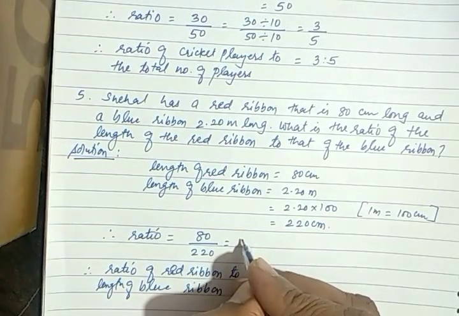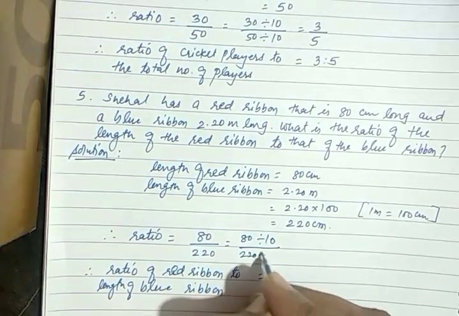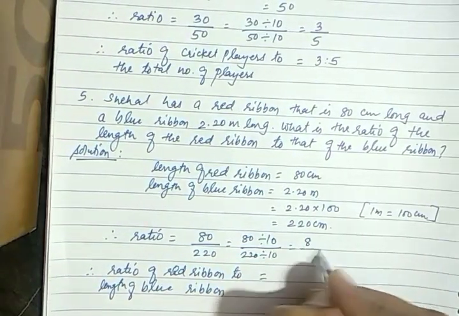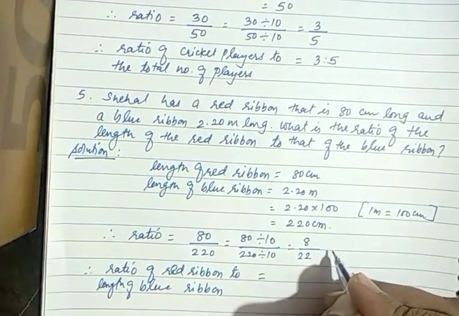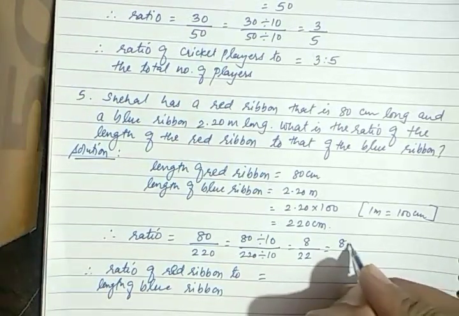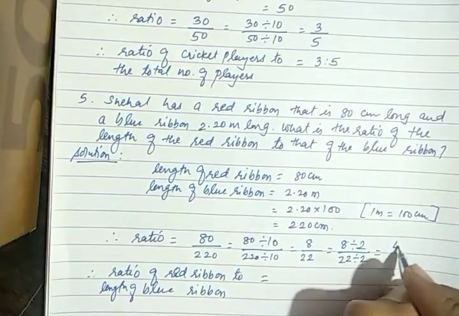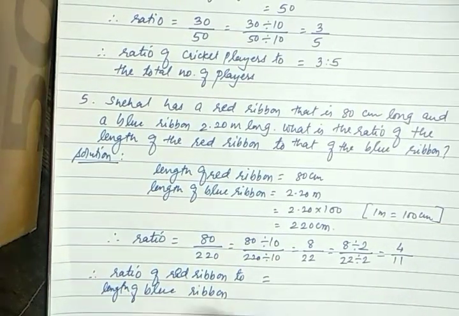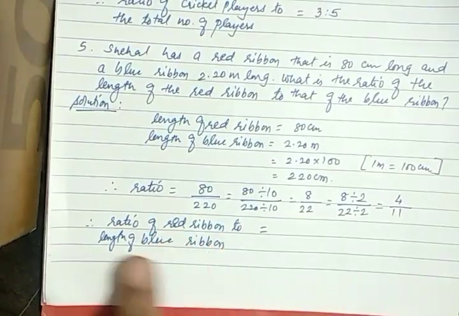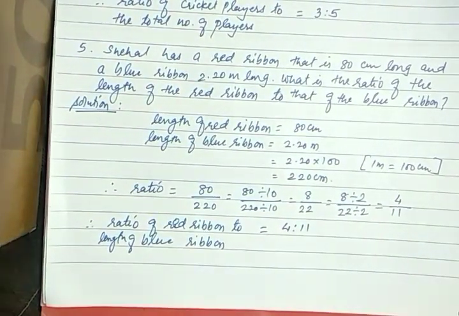First of all, you can divide both by 10. So you will get 8, since 10 8s are 80, and here you will get 22. Again, the highest common factor is 2. Both numbers are divisible by 2. 2 4s are 8, 2 11s are 22. So I got 4 upon 11. So the ratio of the length of the red ribbon to the blue ribbon is 4:11.